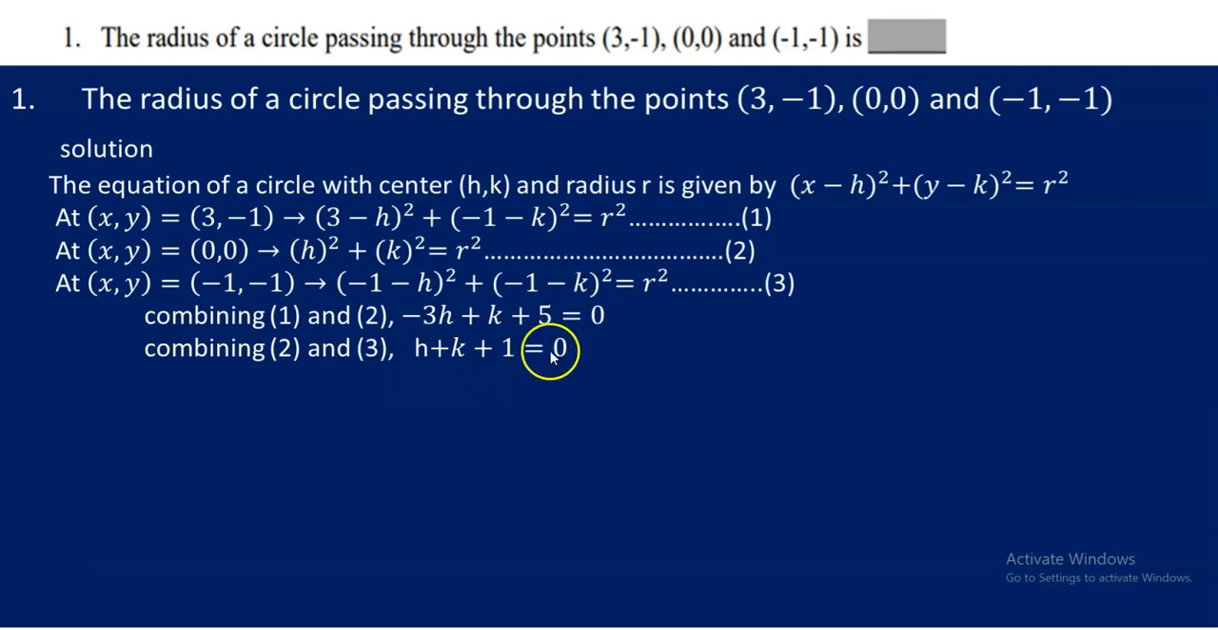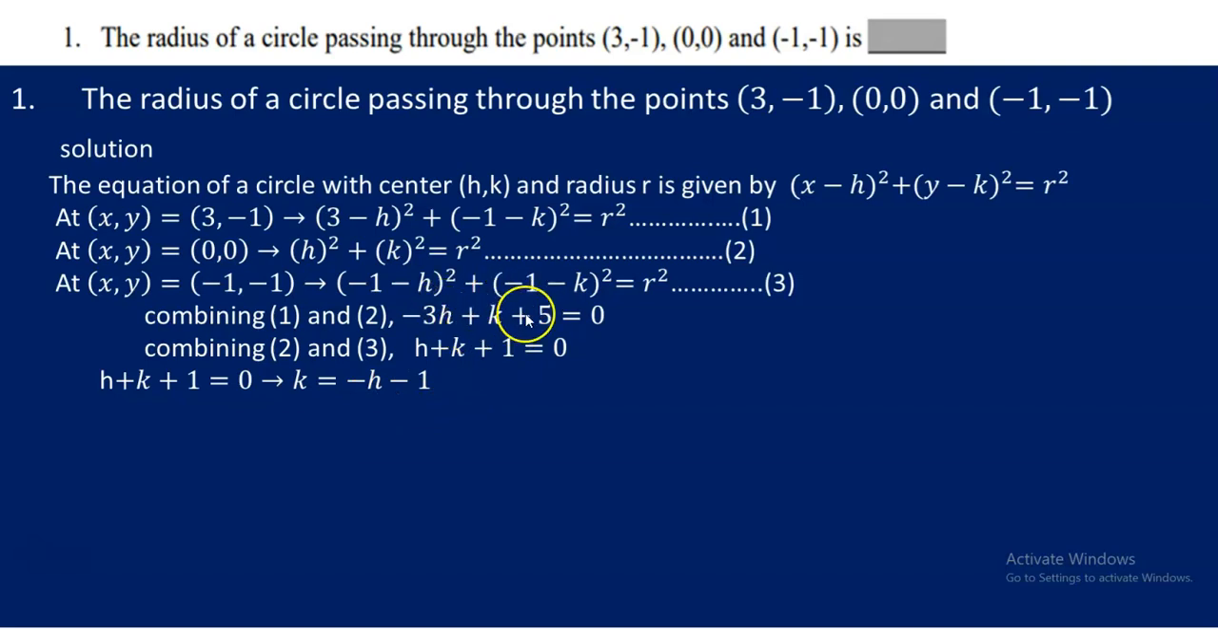Look, students, how many equations now? We have 2 equations with 2 unknowns because we have eliminated r. We have eliminated r² by our previous steps. So now these 2 can be solved using the simultaneous approach. It has been said that h + k + 1 is 0. From this, h can be taken to the right, and 1 can also be taken to the right. k is going to be -h - 1.